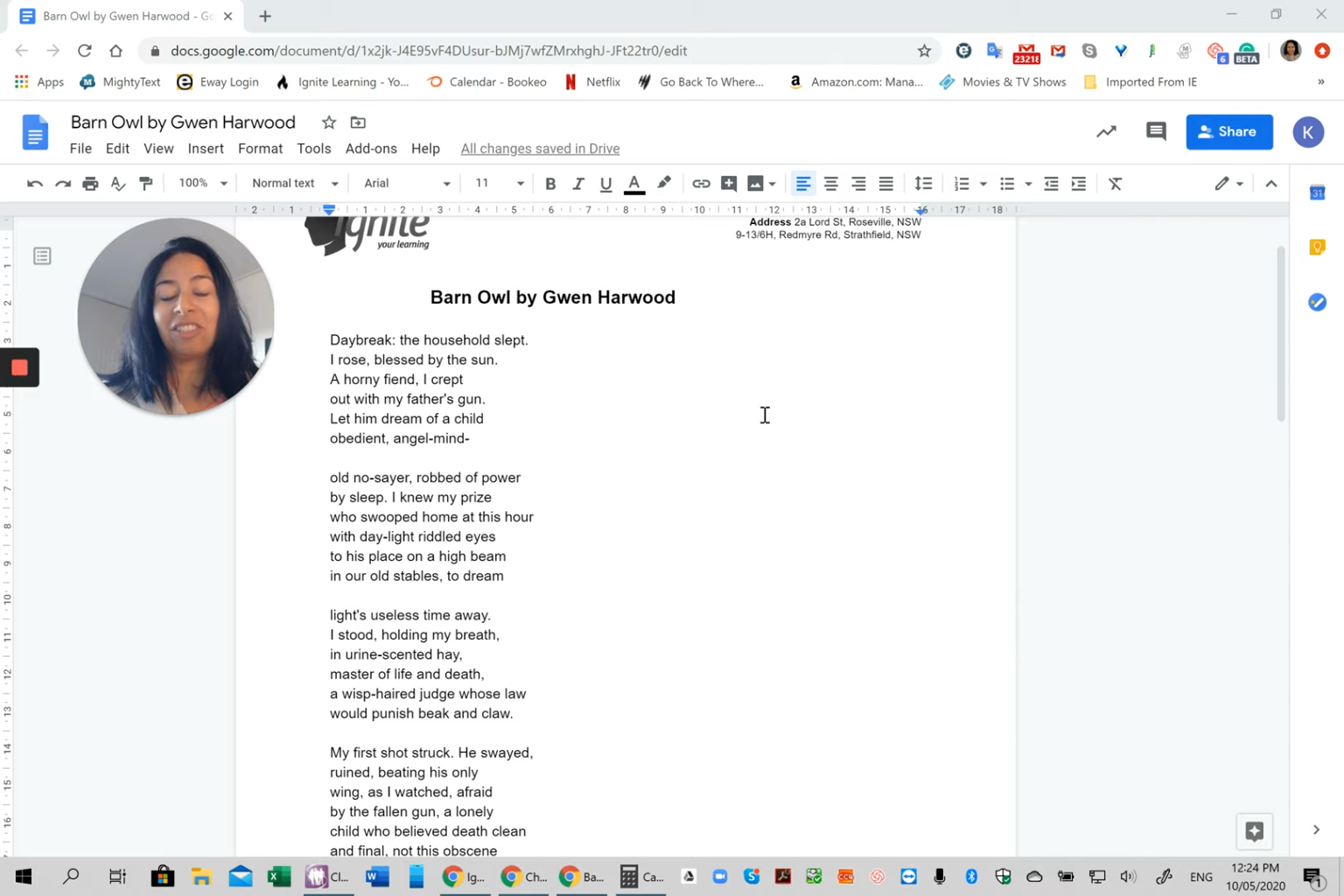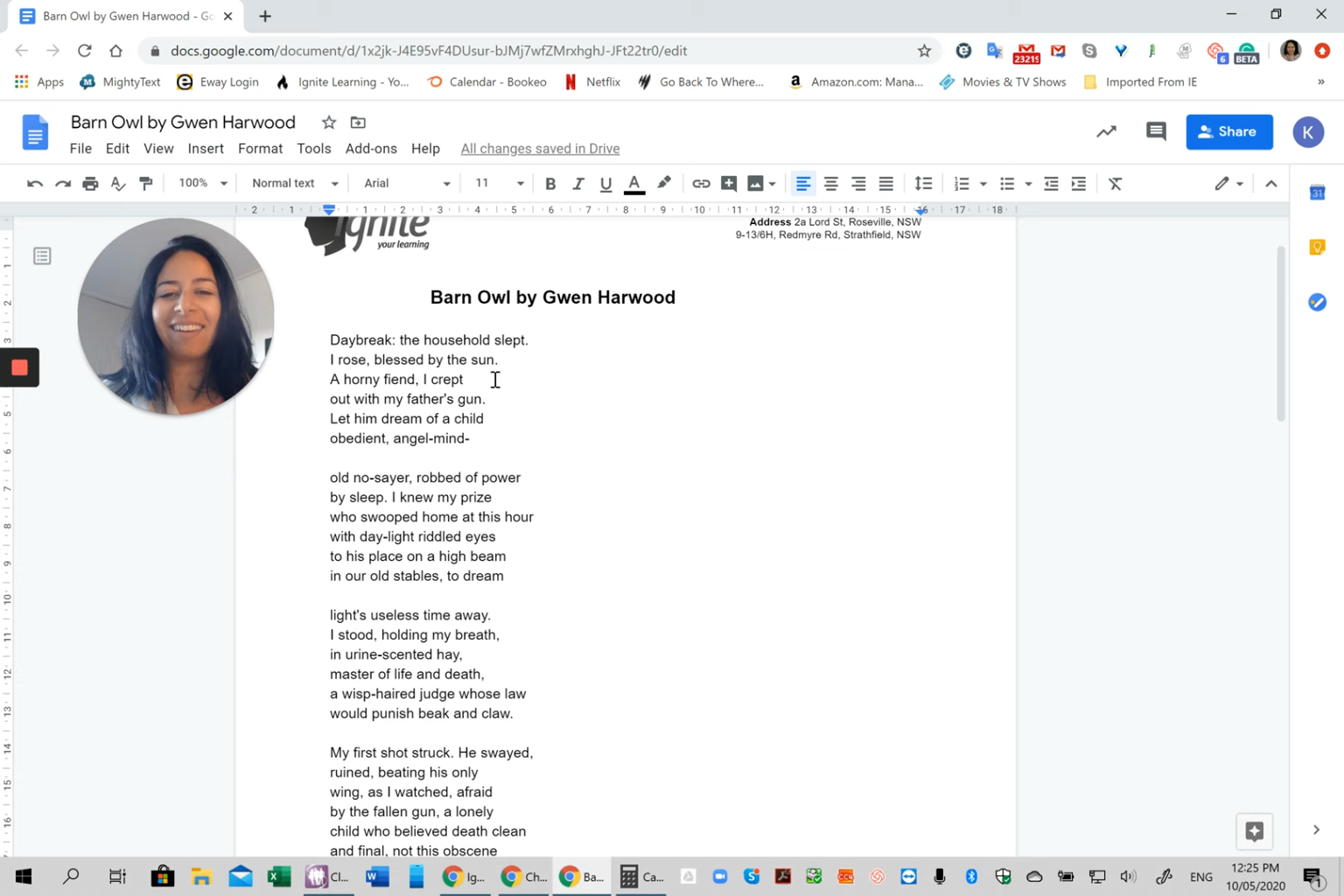So if we have a look at some of the initial images, you've got the line "I rose blessed by the sun." So there's some religious imagery giving that idea of innocence and purity. They do call her a "horny fiend," horny obviously being horns of a devil. So the evil qualities that she has, which contrasts with that blessed by the sun idea in the previous line.